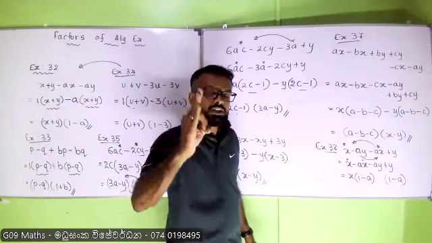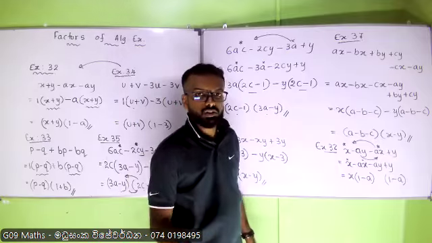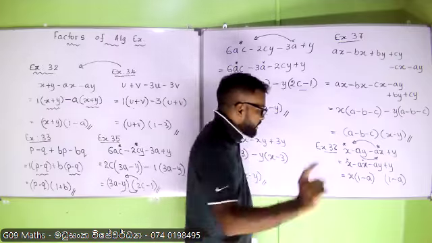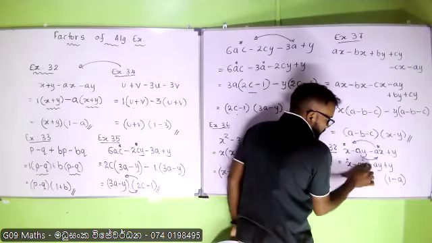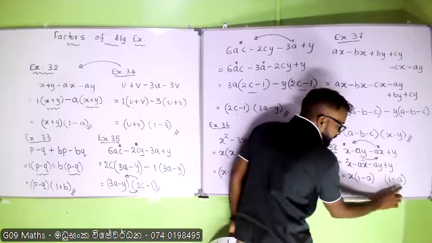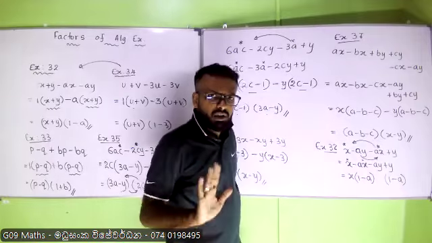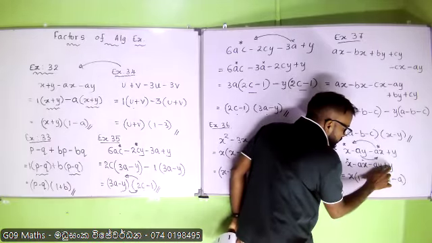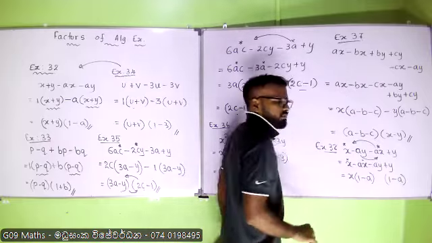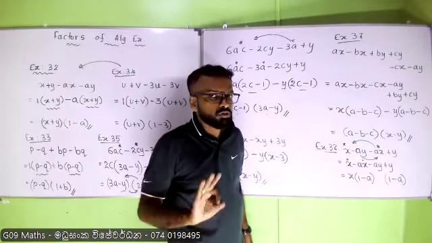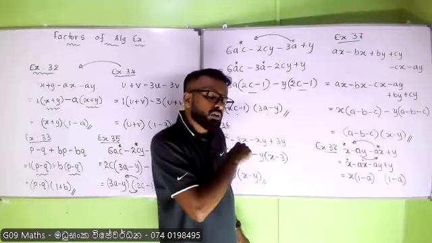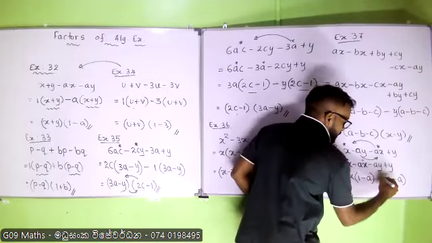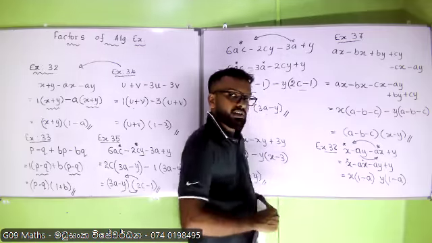Don't care about that. Consider only how the sign is changed. Minus a here, and when it comes to here, same, minus a. So no sign changes happen. And here, positive y becomes positive 1. No sign changes. What is the common term that you are going to take out? y and y. Take y out. So I have taken y out.